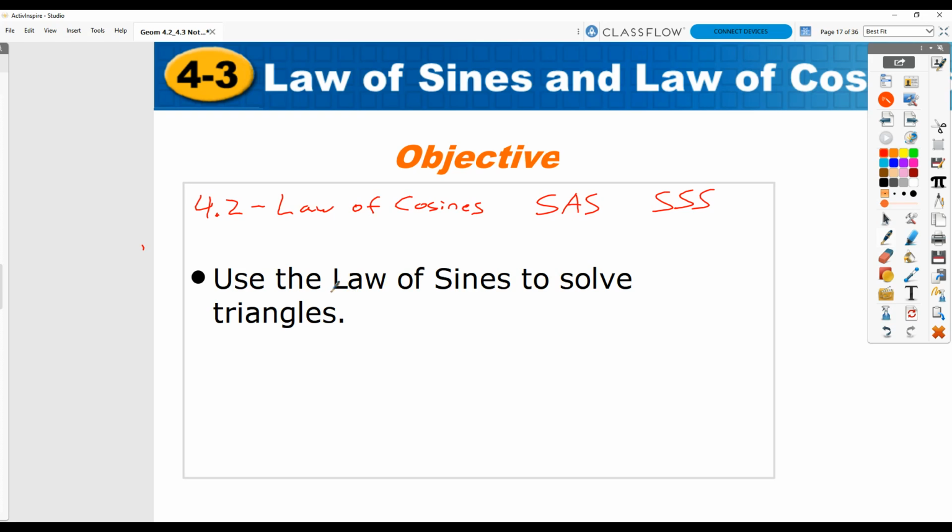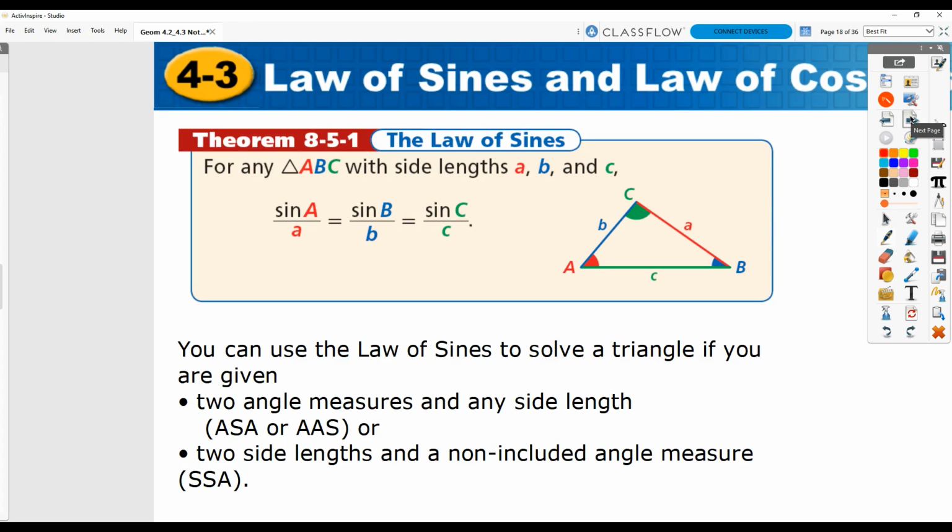When we don't have these two pieces of information, we don't use law of cosines. Instead, we're going to use law of sines because it'll help us solve other triangles when we don't have a side angle side or a side side side. So we'll take a look at what law of sines looks like and when we actually go about using it. Here are the formulas that we have.